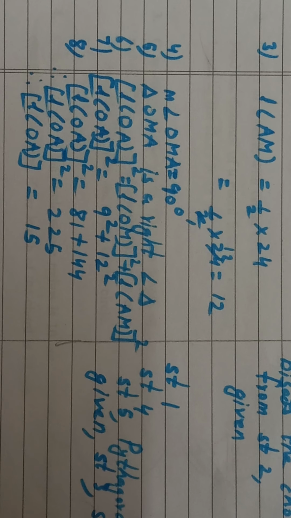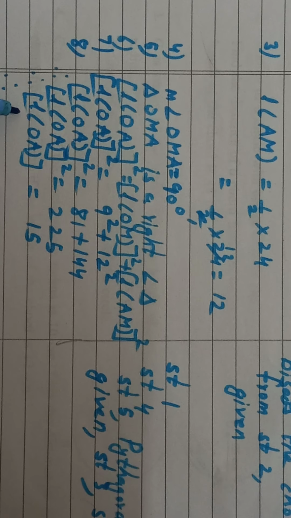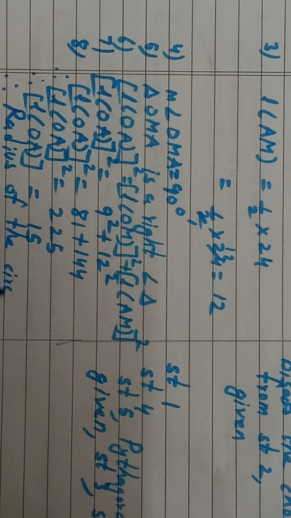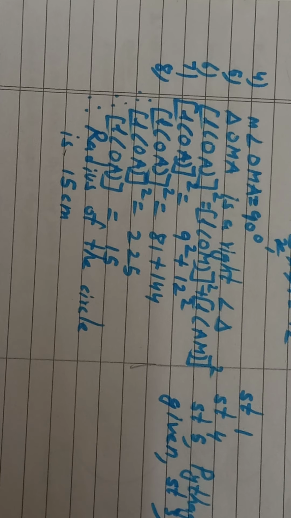So what will be your conclusion? What is length of OA? It is the radius of the circle. Therefore, the radius of the circle is 15 centimeter. This way you have to solve.